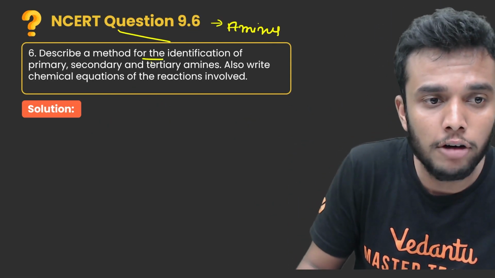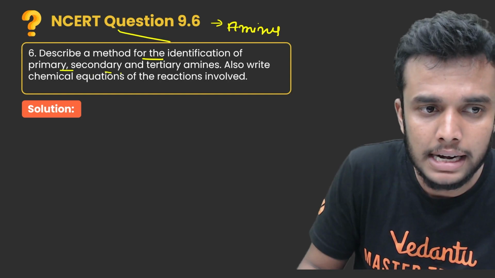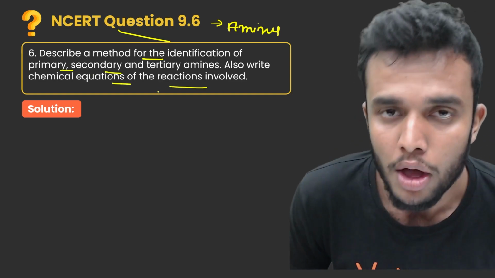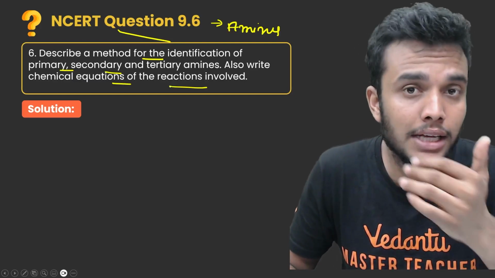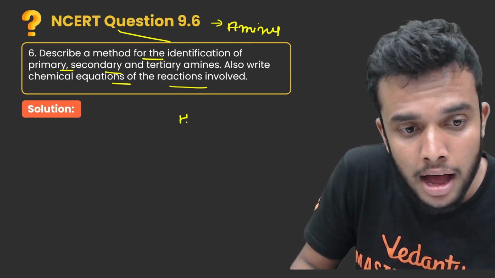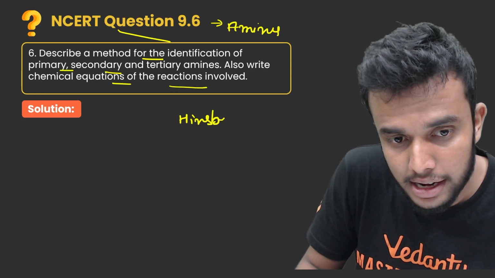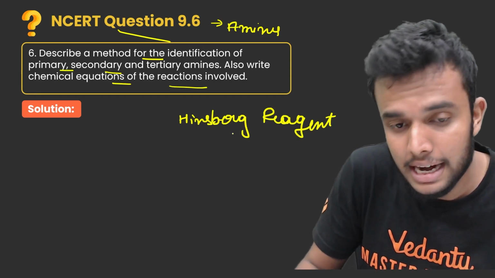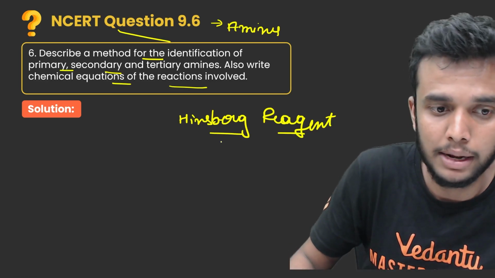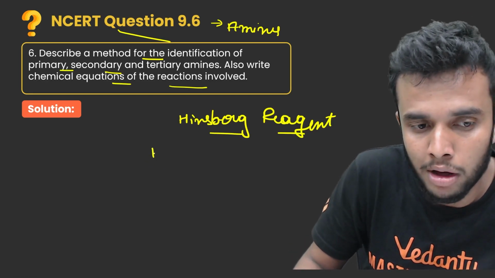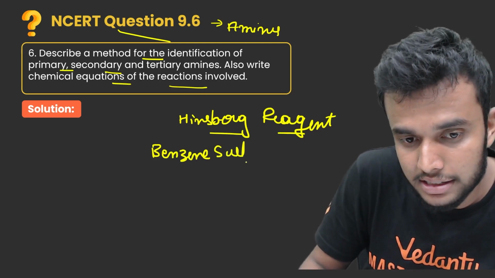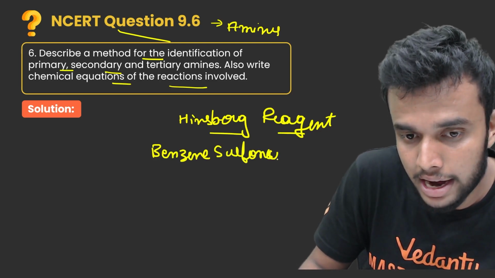Describe a method for the identification of primary, secondary and tertiary amines. Also write the chemical equation of the reaction involved. We already discussed this in a previous solution, students. Using Hinsberg reagent, we can easily identify primary, secondary and tertiary amines. What is the Hinsberg reagent? What reagent do we use? Benzene sulfonyl chloride. It's the Hinsberg reagent, right, students?